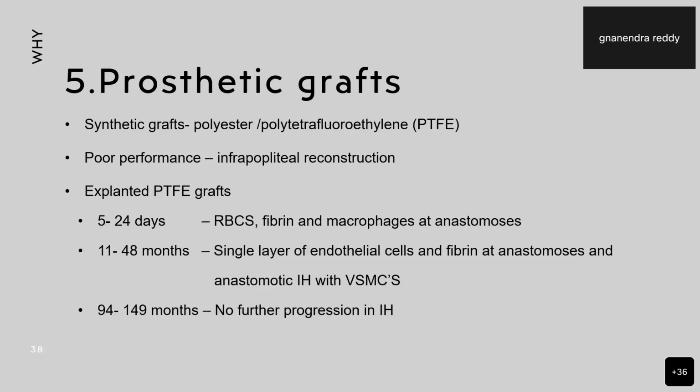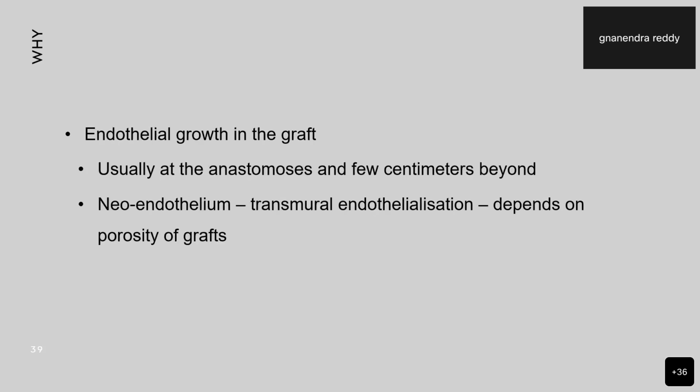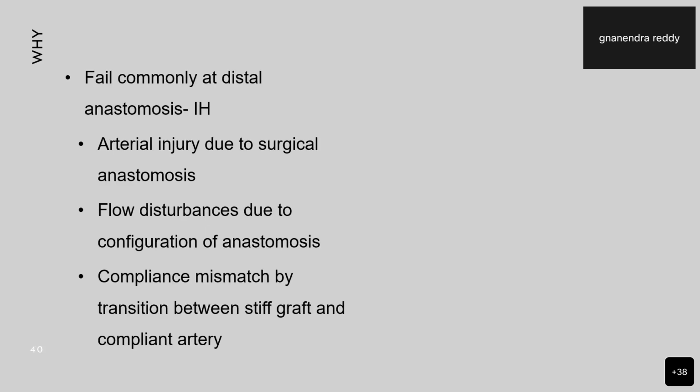At 11 to 48 months, there is a single layer of endothelial cells and fibrin at the anastomosis, and there is anastomotic hyperplasia with smooth muscle cells. But after 94 to 149 months, there is no further progression in the intimal hyperplasia. So endothelial growth in the graft is usually at the anastomosis and a few centimeters beyond. But there can be new endothelium through the entire length of the graft, which occurs by transmural endothelialization, which depends on the porosity of the graft.